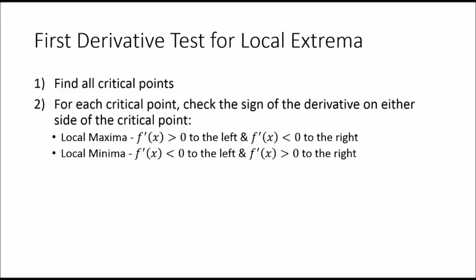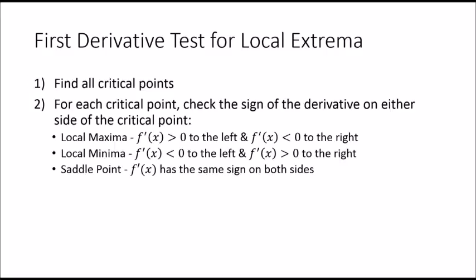If you have a local minimum, the first derivative is going to be negative to the left and positive to the right. And if you think just about what the graph looks like, to the left of a minimum, the function is decreasing, so the slope of the function is negative. While to the right of a local minimum, the function is increasing, and so the derivative is positive. You have a saddle point if the first derivative has the same sign on both sides.